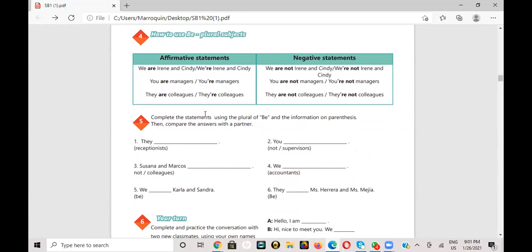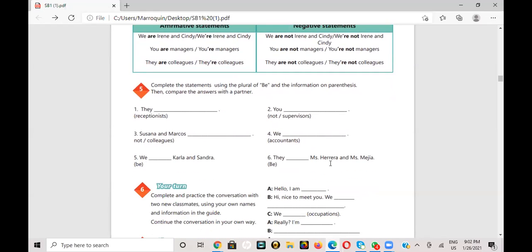All right. Volunteer to read the instructions in part 5. Volunteer. Okay, the instructions. Read the instructions on part 5, please. Complete the statements with the plural of being and the information in parentheses. Then compare the answers with a partner. Okay, so complete the statements using the plural of be. What is the plural of be? Are. Exactly. So in some cases, the information is positive. In some cases, the information is negative. All right. So I will give you 2 minutes so you guys can complete exercise 5. 2 minutes. Okay. On your notebook.